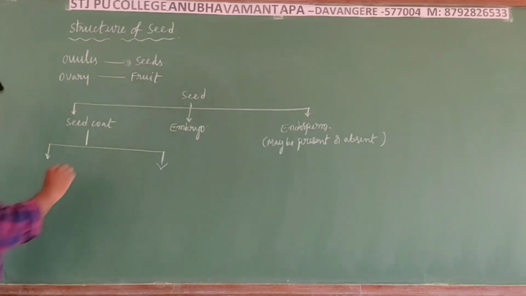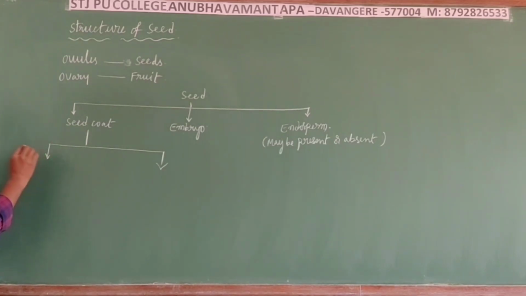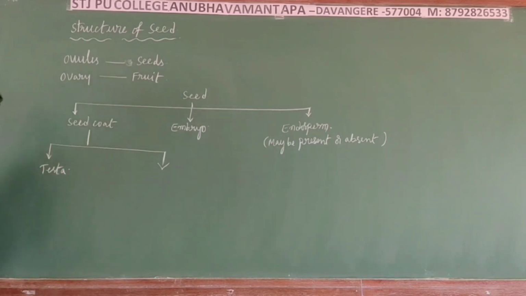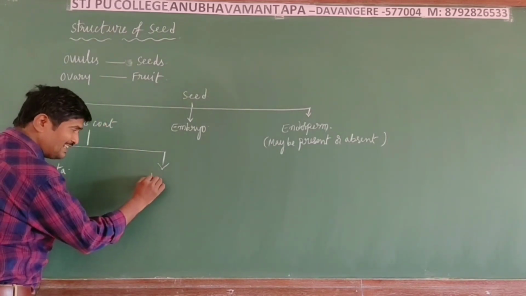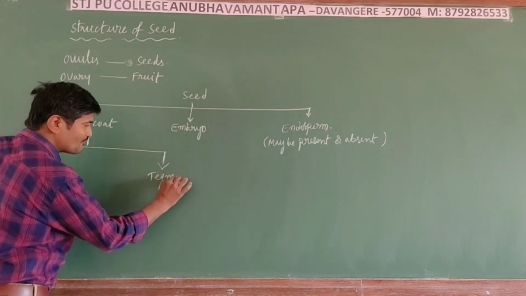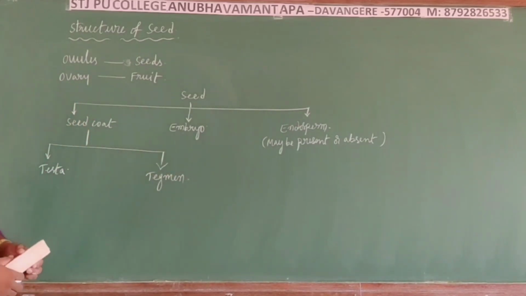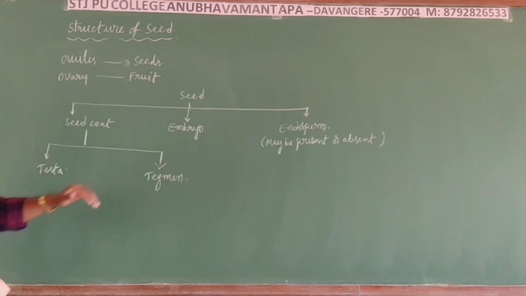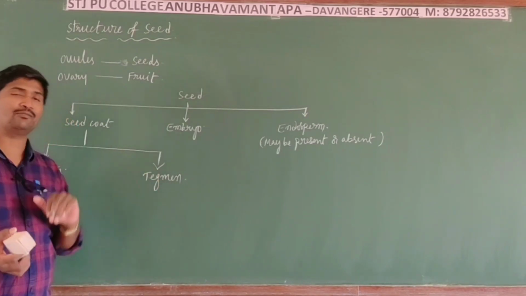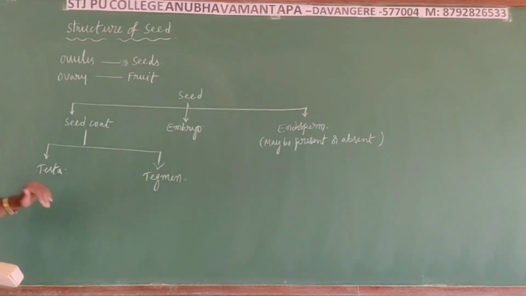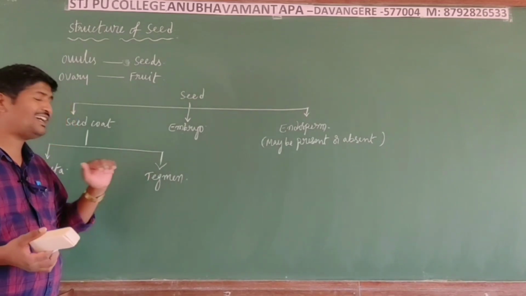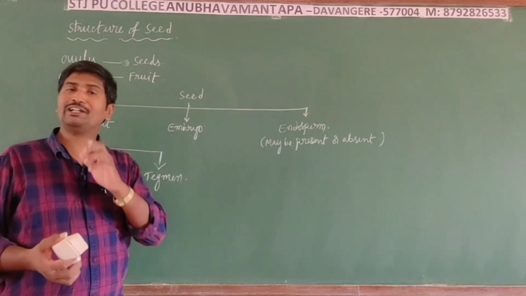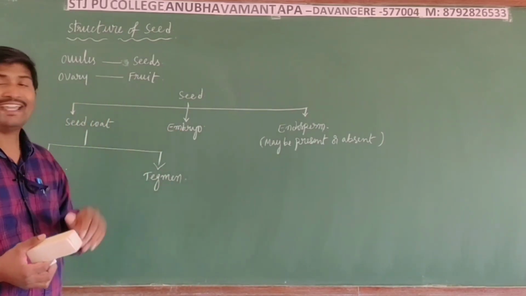The seed coat mainly has two parts. The outermost seed coat is known as the testa and the inner seed coat is known as the tegmen. The testa is developed from the outer integument. The tegmen is developed from the inner integument. So finally the seed coat is a protective layer. It encloses the embryo.